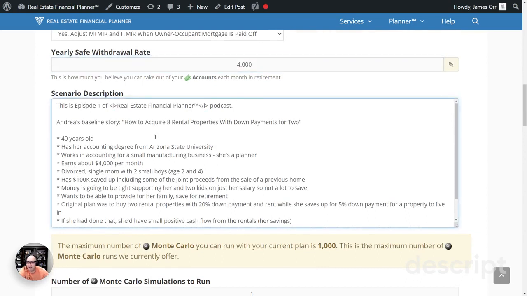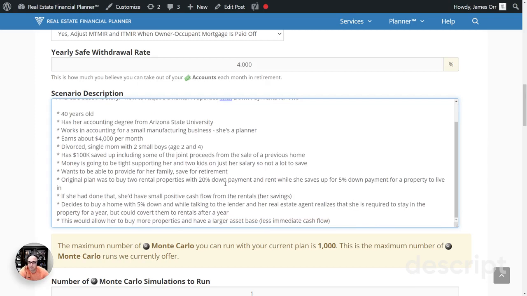Then the scenario description, this is just for you to keep notes. We've written out a little bit of what her situation is, just so we have it all here and you can see it. But you're welcome to put whatever notes you have in here. So if you're making a copy of this and you want to change it, you can put in what your notes about this particular scenario are for you.